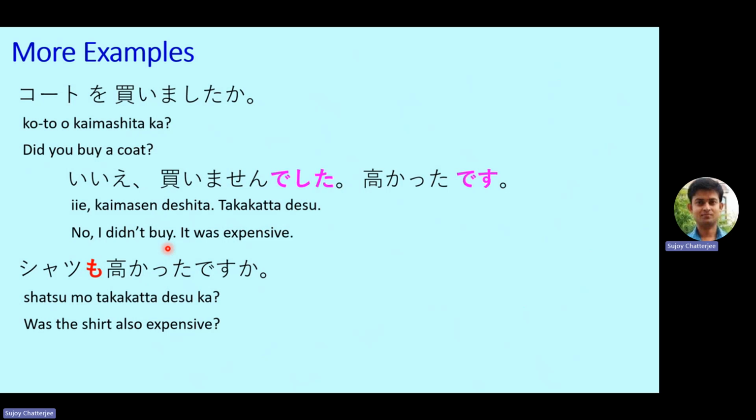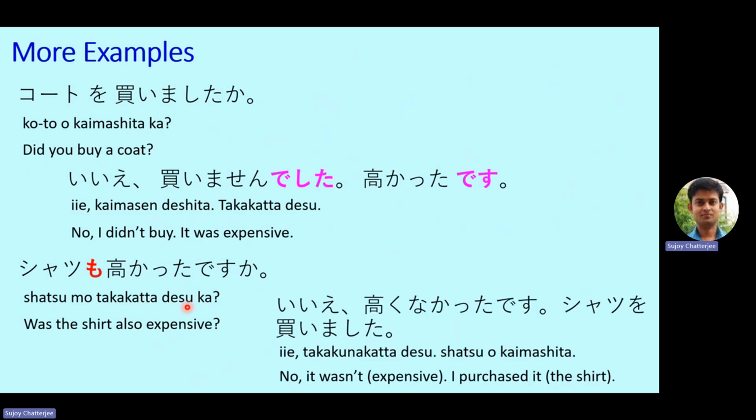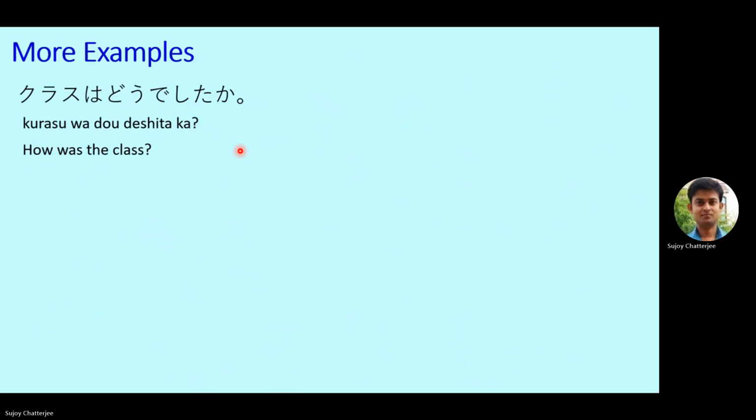Shatsu mo takakatta desu ka? Now the next question is, was the shirt also expensive? So again here takakatta and desu. And the answer this time is Ie, takakunakatta desu. No, it was not expensive. Shatsu o kaimashita. I purchased the shirt. So again, a very, very good example for practicing desu, deshita, and the past tense and negative past tense of both verbs as well as adjectives.